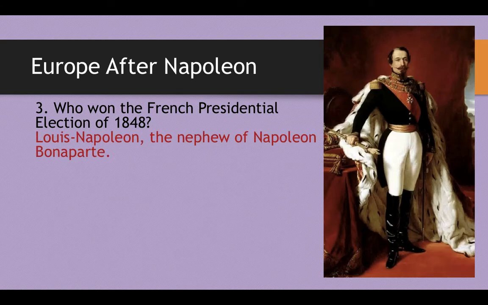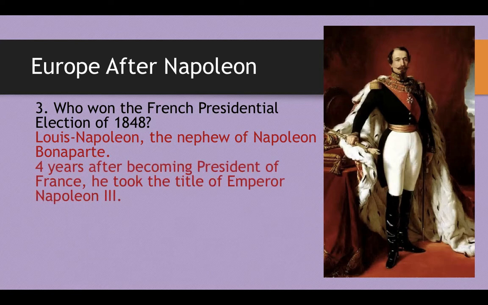Now, think back about the absolute rulers that they have overthrown. Okay, there was Louis the 16th, and then there was Napoleon. So they said, you know what'll cause real change is if we elect Louis Napoleon. Now, he was actually the nephew of Napoleon Bonaparte, and 4 years after becoming president of France, he took the title, yes, of emperor, okay, just like his uncle had done.